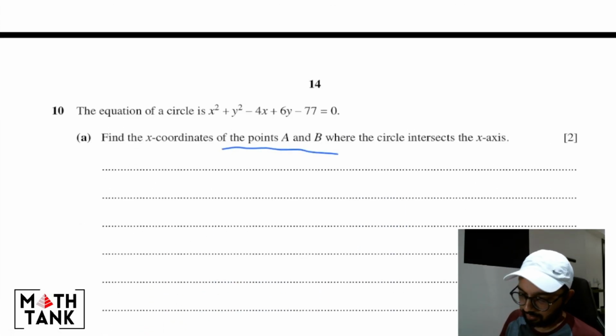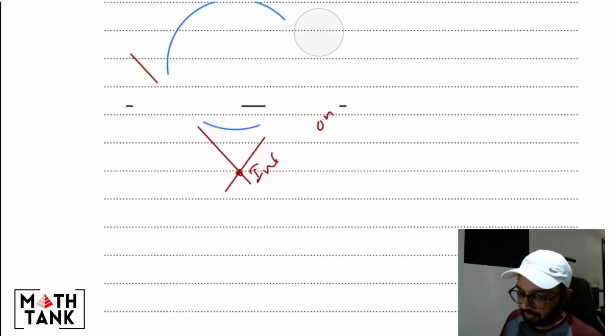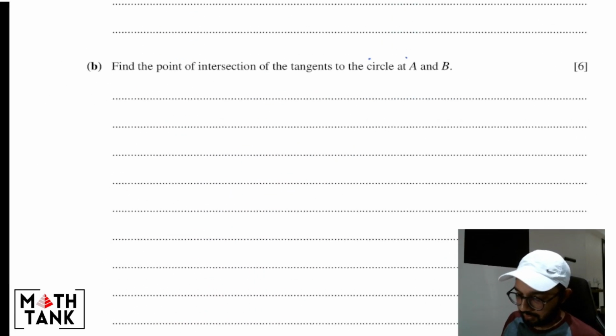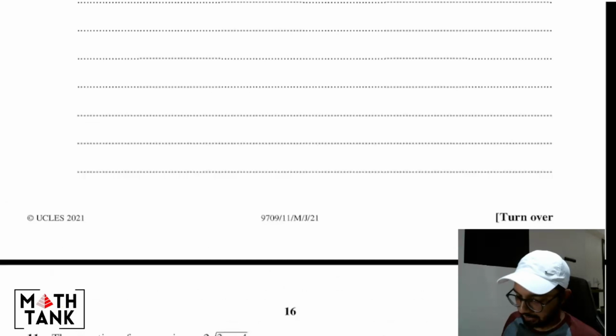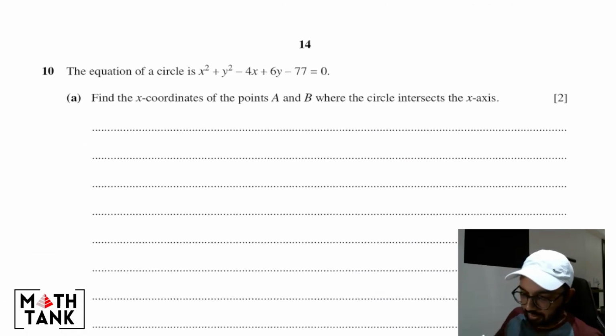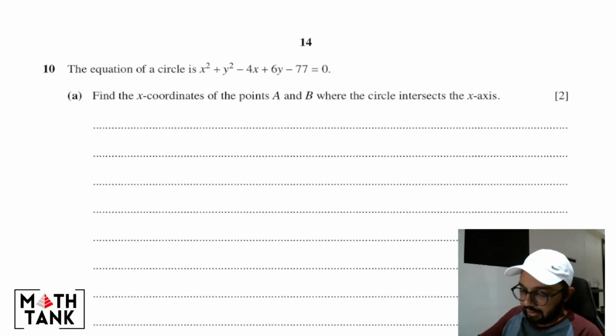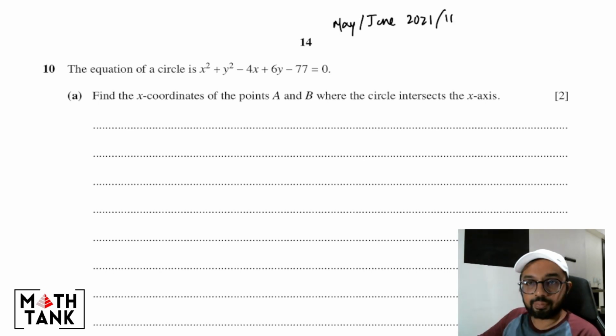Okay, that's the question. Some of my students have already asked me these questions, therefore the diagrams are drawn here. Let me just erase them and quickly get to it. Okay, that is May-June 2021, variant 1-1.